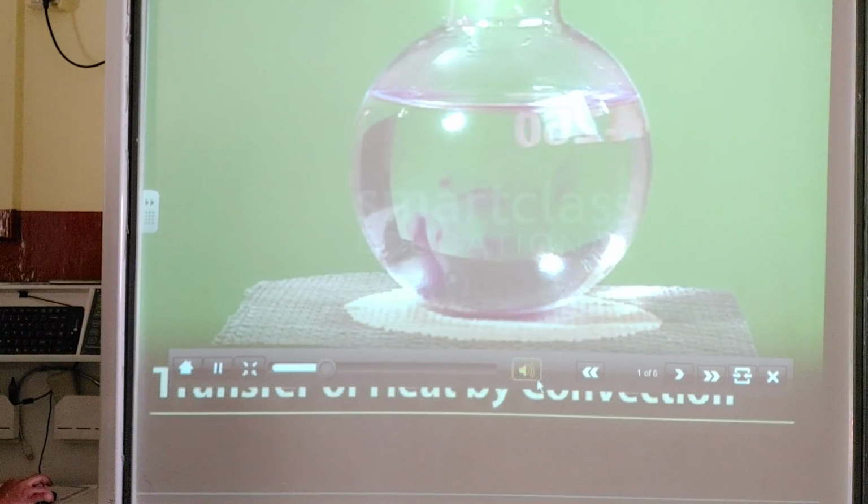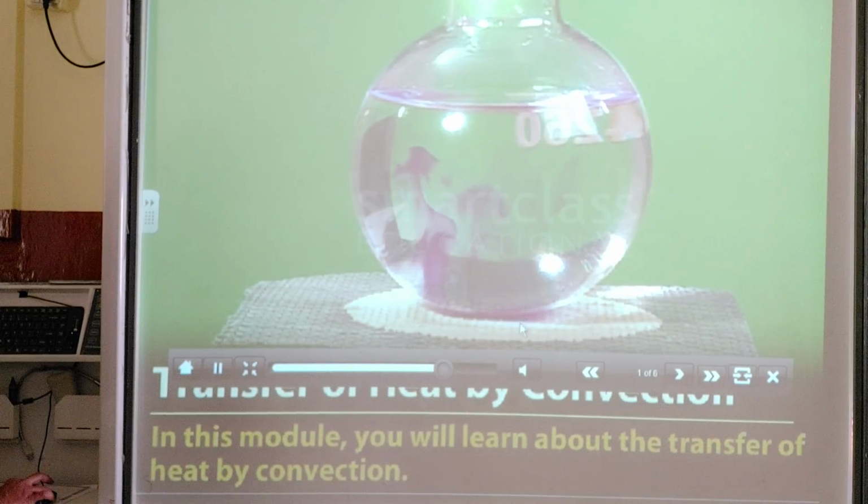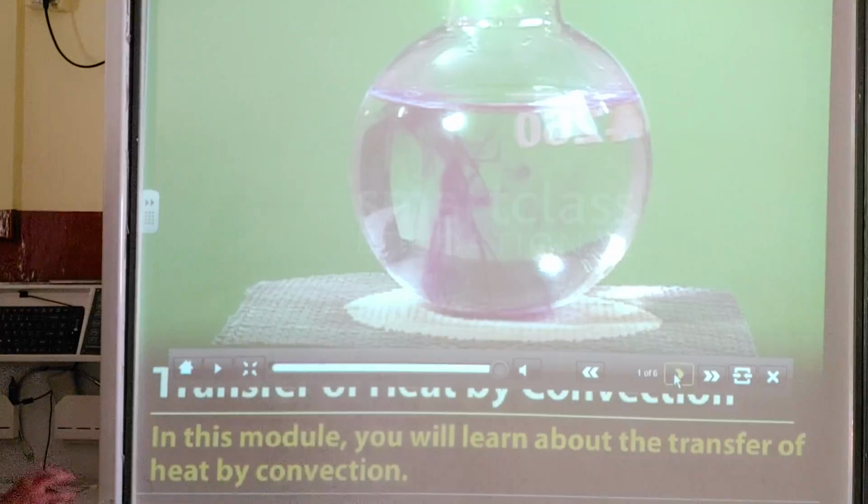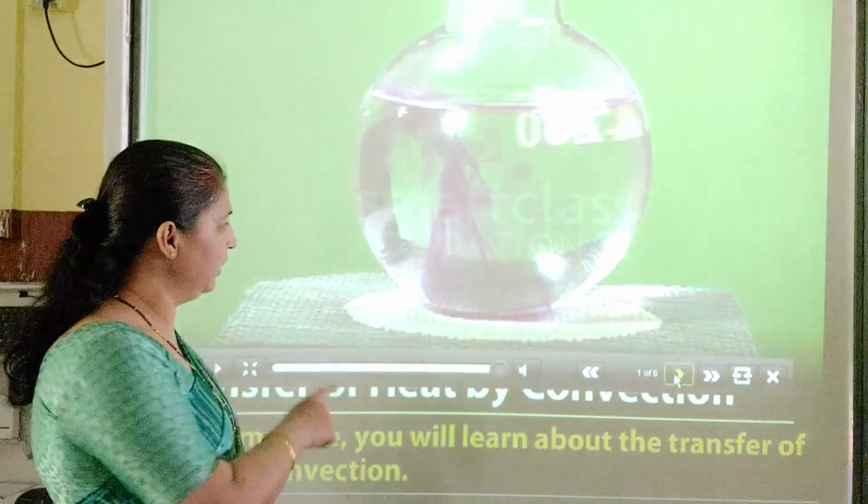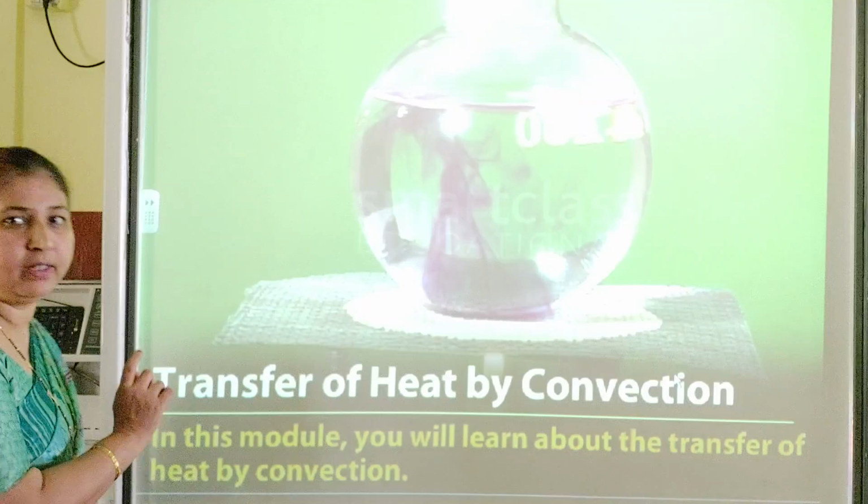Transfer of heat by convection. You will learn about the transfer of heat by convection. This also you have as an experiment in the textbook. The previous one also you had in the textbook. Now this also you had in the textbook. Let us see through the smart board.